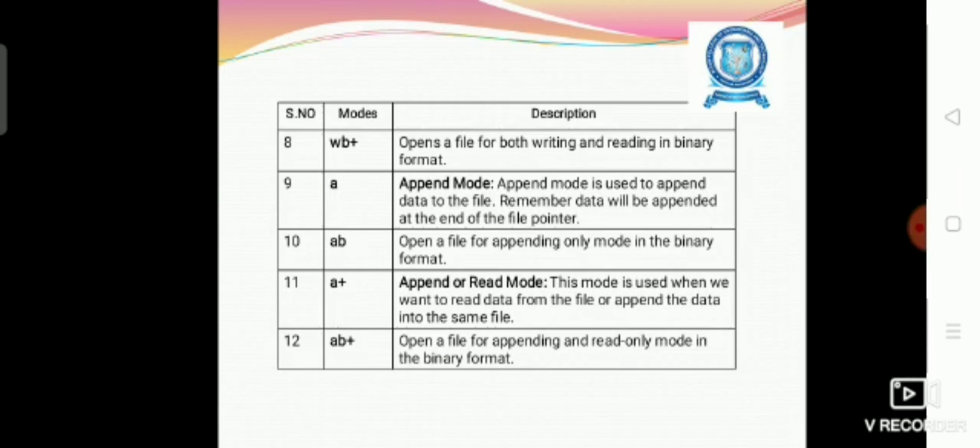AB means appending in binary format. A plus means both append and read mode. Both we can do with the help of A plus mode. AB plus means open a file for appending and reading in binary format.